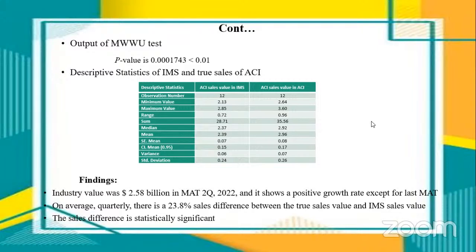And the second question is the standard deviation. According to the IMS sales value, the standard deviation is 0.24. But according to the ACI sales value, that is the actual sales value, the standard deviation is 0.26. That means the standard deviation is greater for the actual sales value. That means the actual sales value of the industry is more scattered than the IMS sales value. Is it clear? Yes, now it's clear. Thank you.